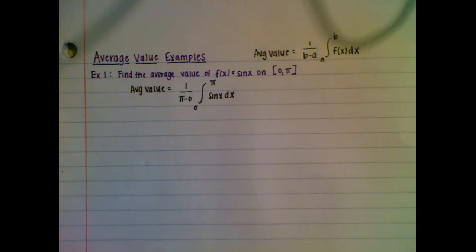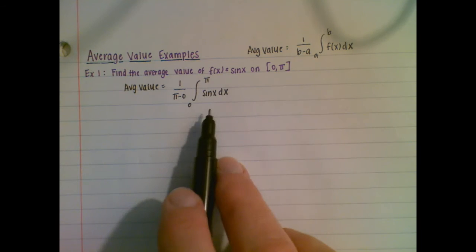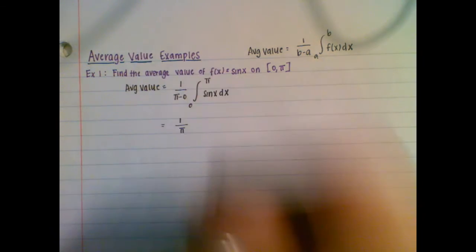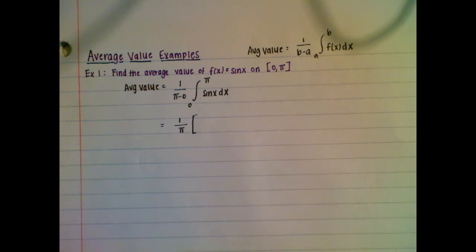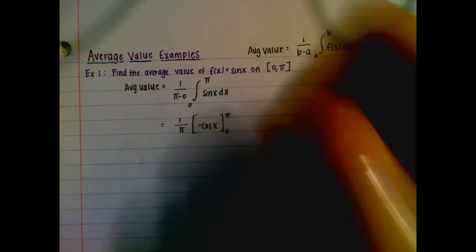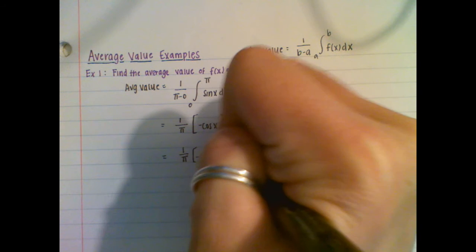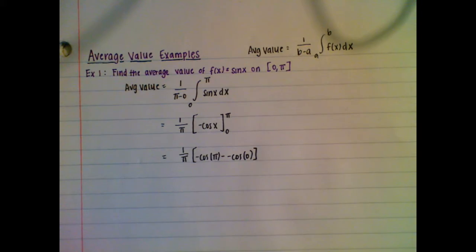And in this case, this one's going to be pretty straightforward. I don't need to do any substitutions or anything here. I can just go ahead and simplify that 1 over pi, take my integral. So the antiderivative of sine of x is going to be negative cosine of x. And I'm evaluating that from 0 to pi. So that'll be negative cosine of pi minus negative cosine of 0.